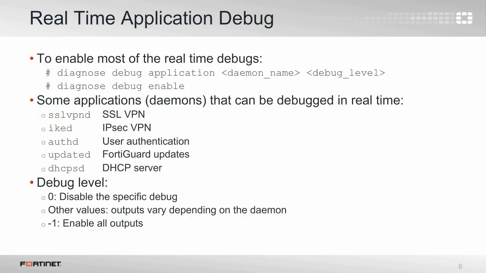The real-time debug commands generate information in real time about what a specific FortiGate process or feature is doing. The debug level is a bit mask value that specifies which types of messages are displayed. The meaning of the debug value depends on each process. However, for all cases, a debug value of 0 means no output. It is disabled. And a debug level of -1 means enabling all possible message types.